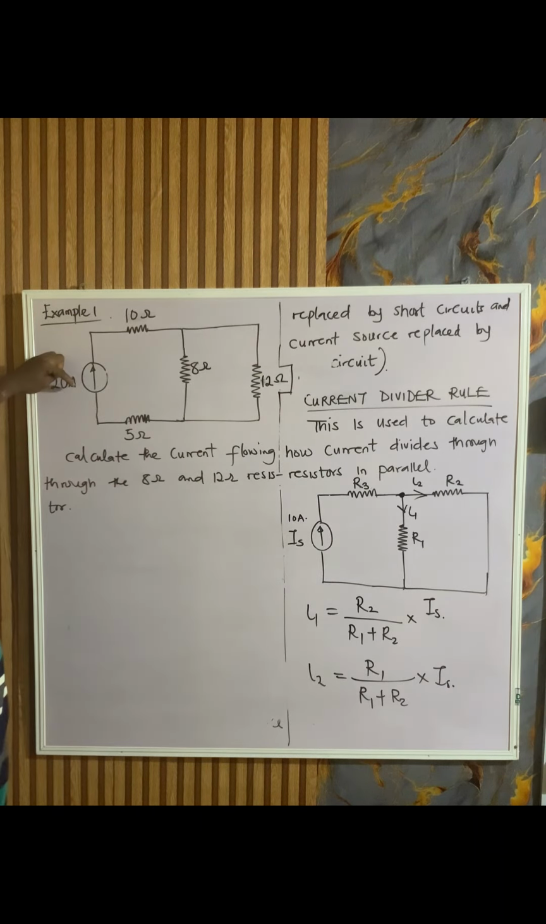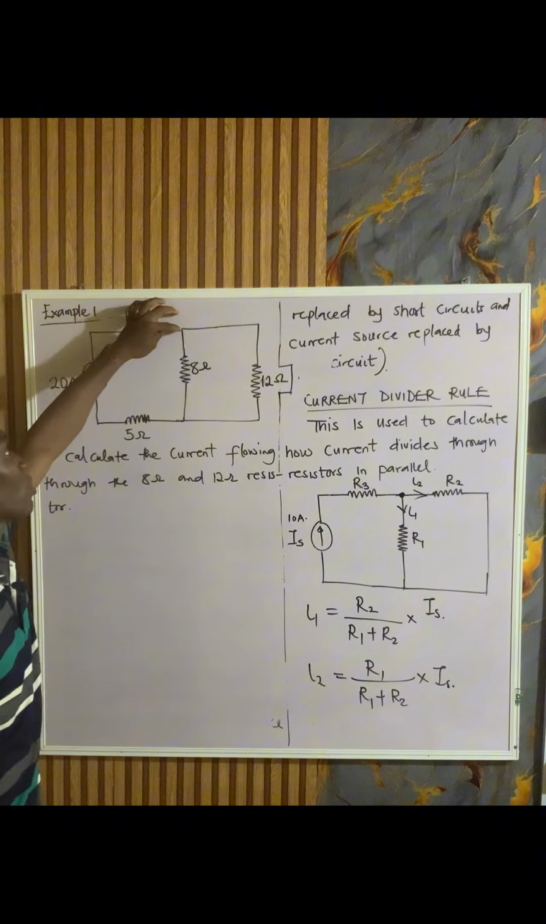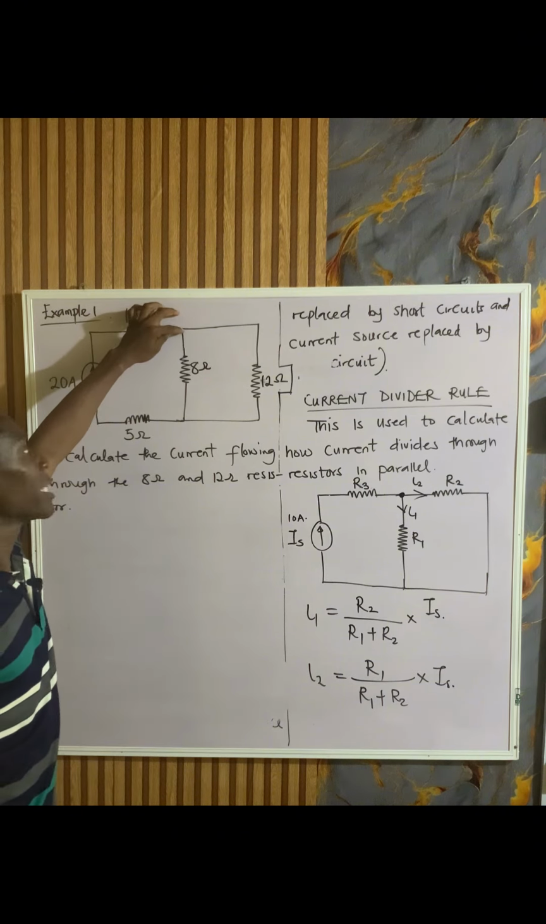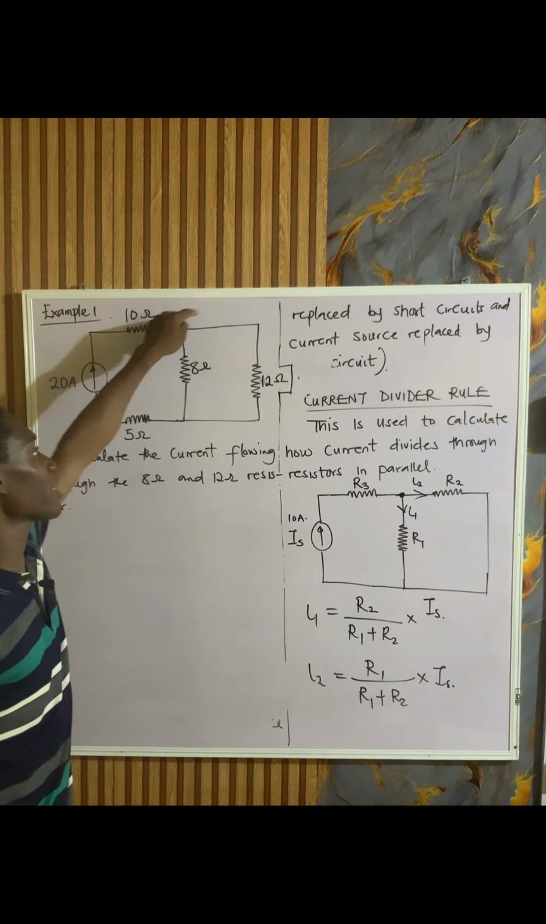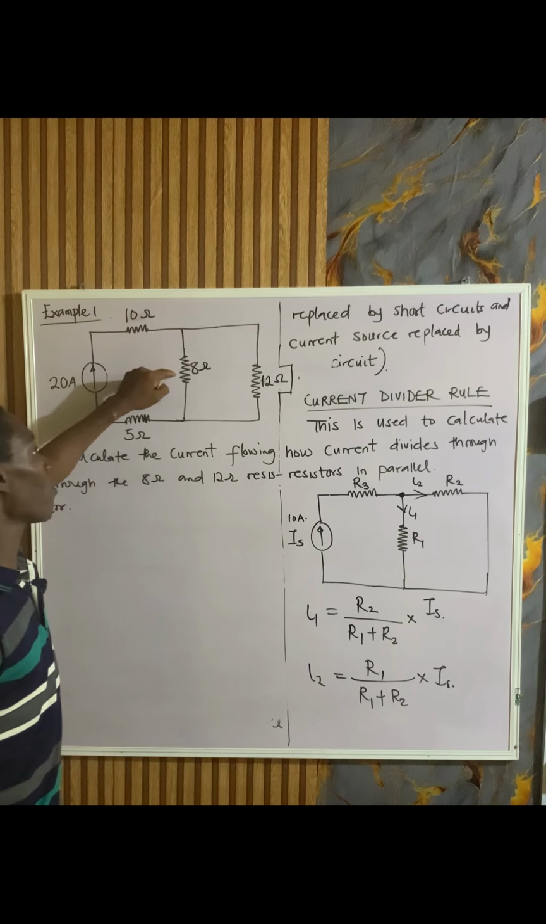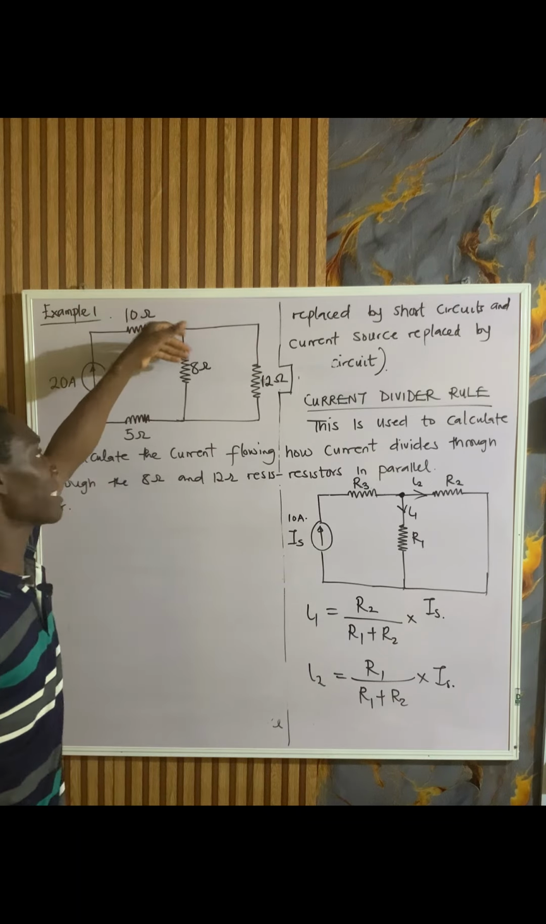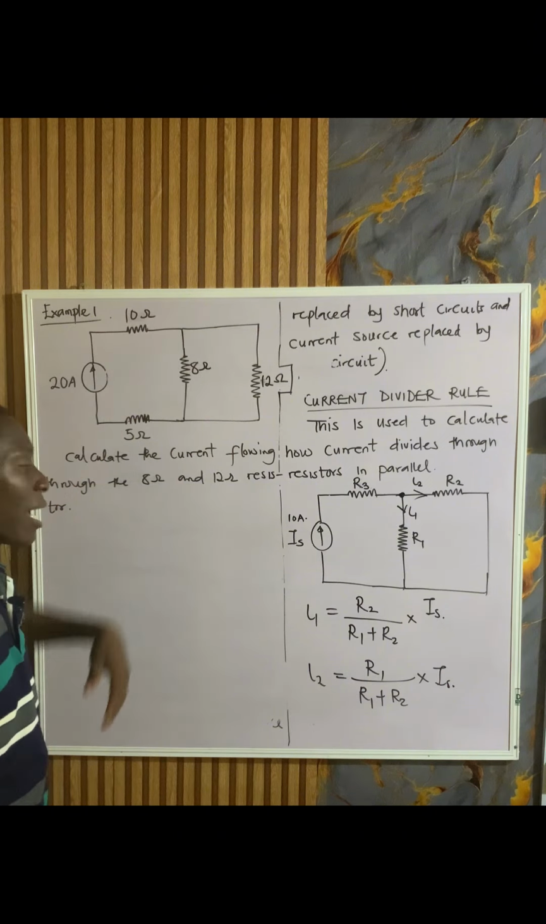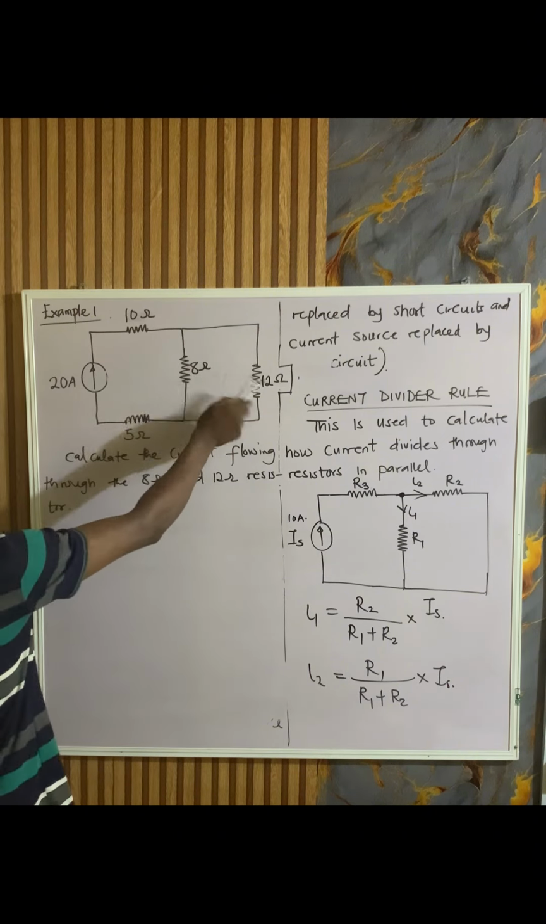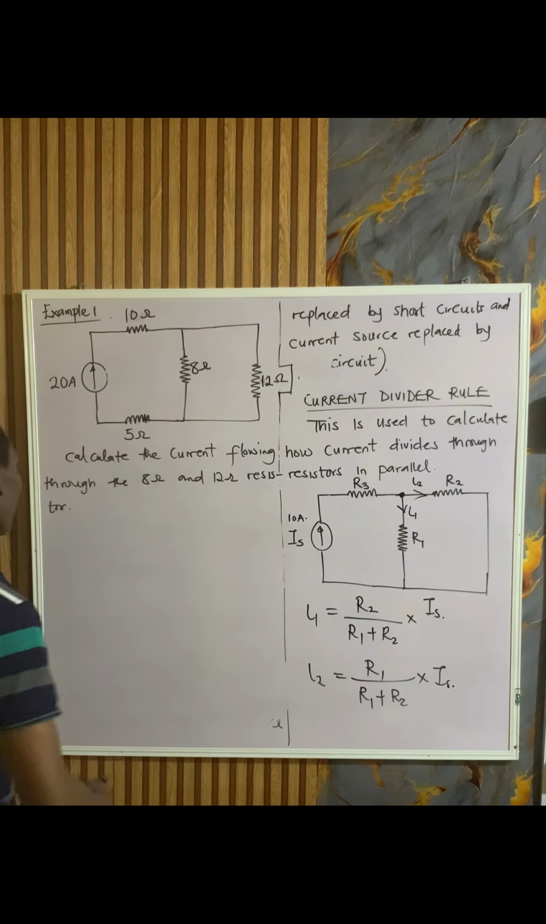But now, when this 20 ampere flows through this 10 ohm and gets to this node or junction, it will divide. Some will flow through here and some will flow through this. So this 8 ohm and 12 ohm are in parallel. Why? Because the current coming is divided, split across them. So I want to calculate the current flowing through each of them. Well, very simple now.